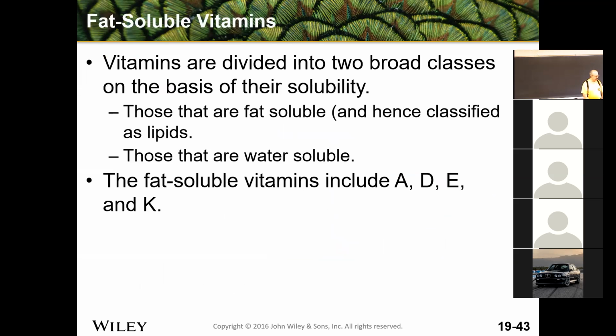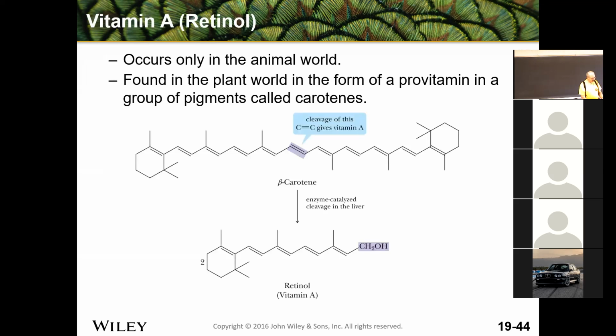I'll mention briefly fat-soluble vitamins. Okay, these include vitamins A, D, E, and K. Right, here is beta-carotene. Beta-carotene is responsible for the orange color of pumpkins, sweet potatoes, and carrots. And in the liver, beta-carotene is cleaved to form retinol, which is vitamin A.